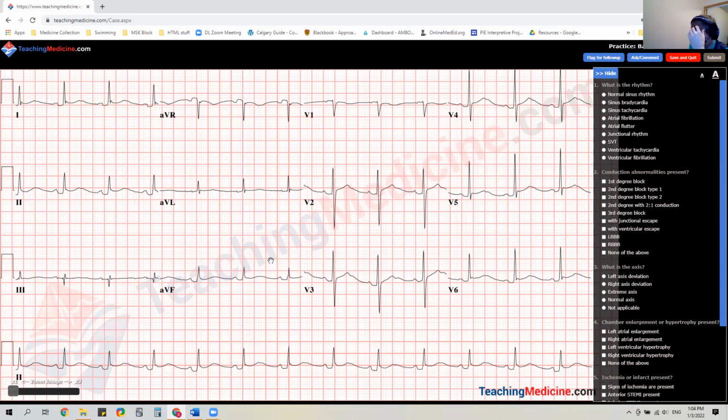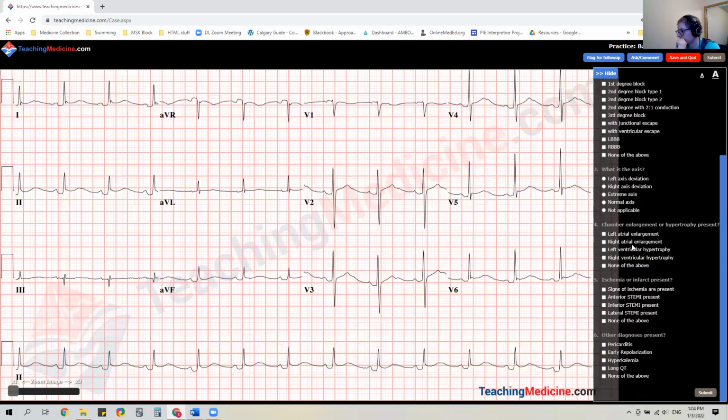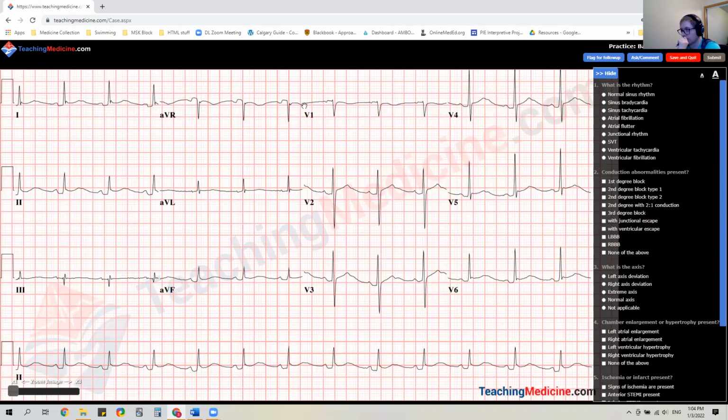All right, so we'll make this our last one here. All right, so rate 75, axis up, normal. Rhythm looks like there's a P wave before a QRS. It doesn't look really close or really far. Sinus rhythm.